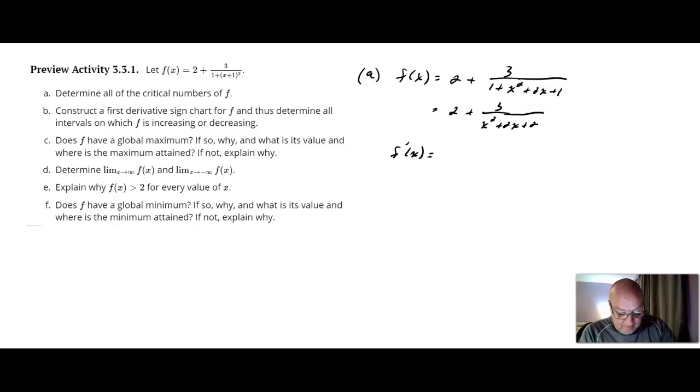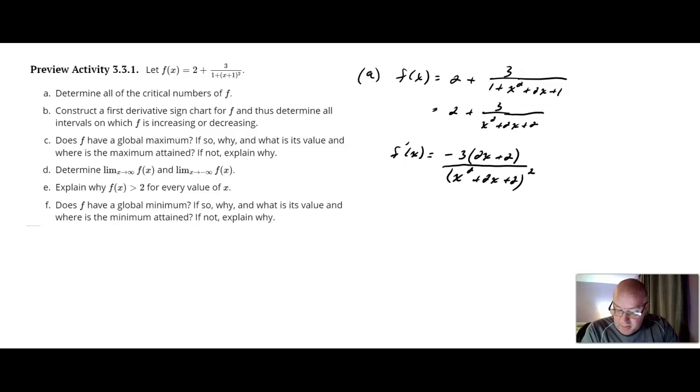To find the derivative, I'm going to say low d high minus high d low over the square of what's below. That's the quotient rule. Now, low times the derivative of the high. The derivative of the high is just 0, so low d high is just going to be 0. But then I have minus high d low. So that's going to be negative 3 times the derivative of the low, which is 2x plus 2, over the square of what's below. And the square of what's below is x squared plus 2x plus 2 squared.